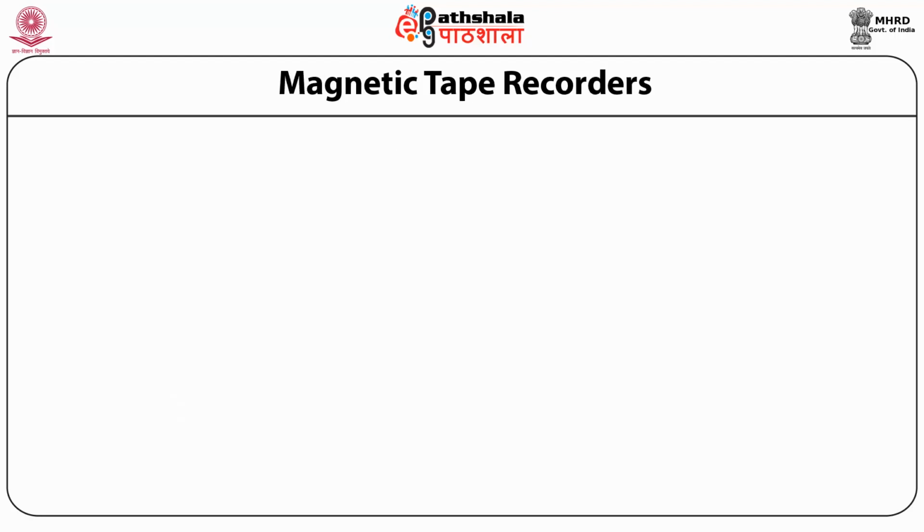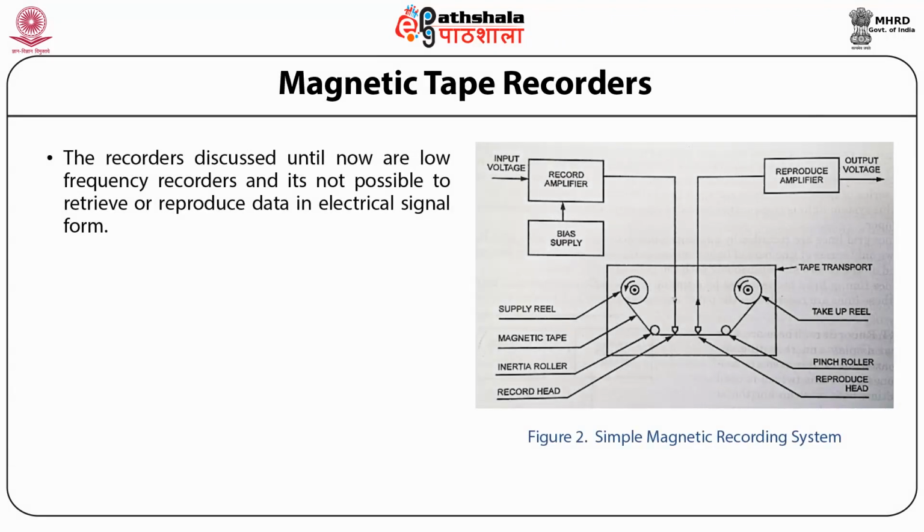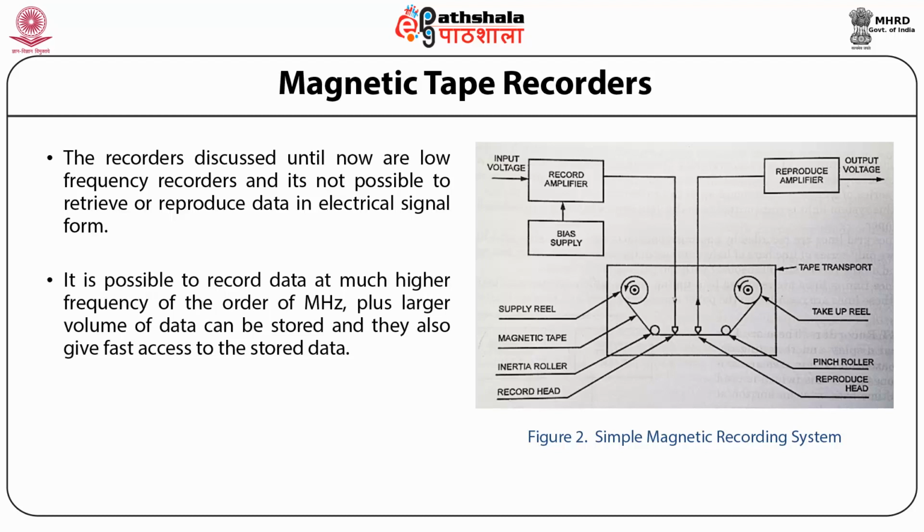Magnetic tape recorders. Recorders discussed until now are low frequency recorders, and it is not possible to retrieve or reproduce data in electrical signal form. With magnetic tape recorders, the recorded data or the information to be retrieved can be converted to electrical form again. It is possible to record data at much higher frequency, of the order of megahertz. Plus, a larger volume of data can be stored, and they also give fast access to stored data.